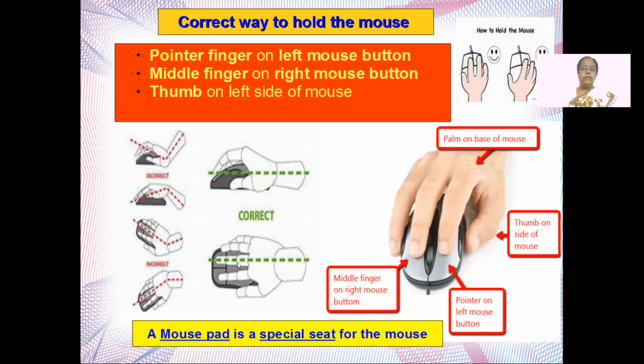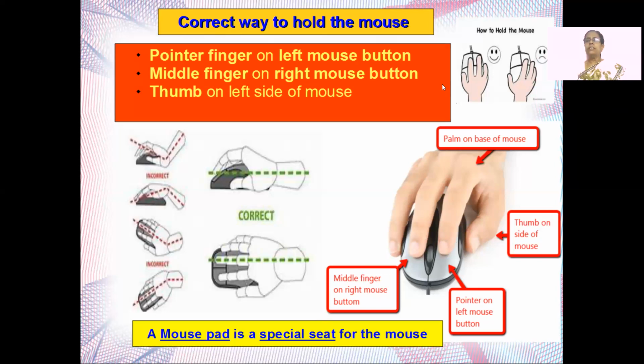And when you want to scroll, you can use any finger, and the middle finger should be on the scroller. This is the correct way of holding it. And where this mouse is sitting, this special seat is called the mouse pad, where the mouse sits. You can see these two things. It's more clear. See how he's holding the mouse?